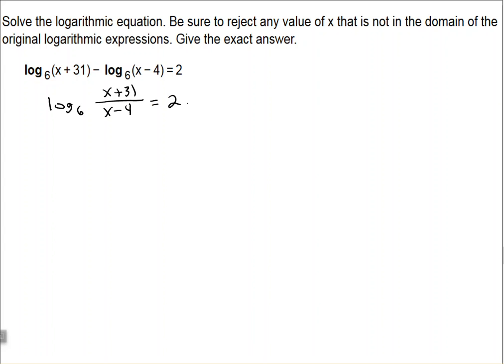The quotient rule says that in reverse, if I'm subtracting two logarithms with the same base, then I can divide whatever I'm finding the logarithm of. So that would be log base 6 of x plus 31 over x minus 4. All right, I have it in a single logarithm. Now I want to rewrite my equation in exponential form. So I'll keep the 6 as my base, and the 2 comes over as the exponent, and the x plus 31 over x minus 4 goes over to the right hand side.